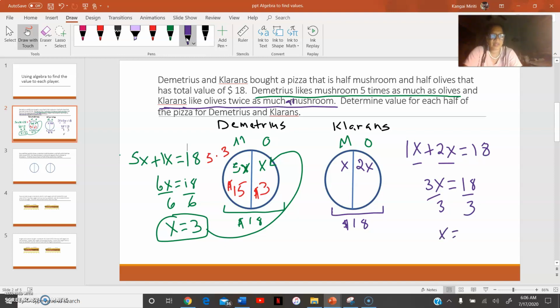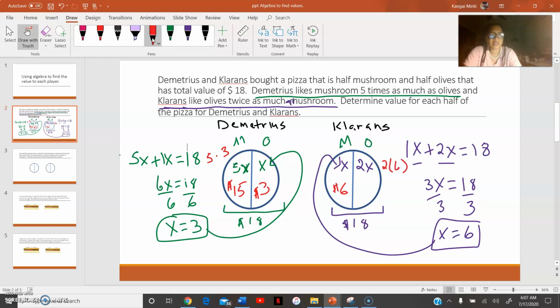x equals 6. So now we have found x, which means we know the value of the x side, which was mushrooms. So the mushroom side is worth $6. And the olive side is worth twice as much, or 2 times 6, which is $12.